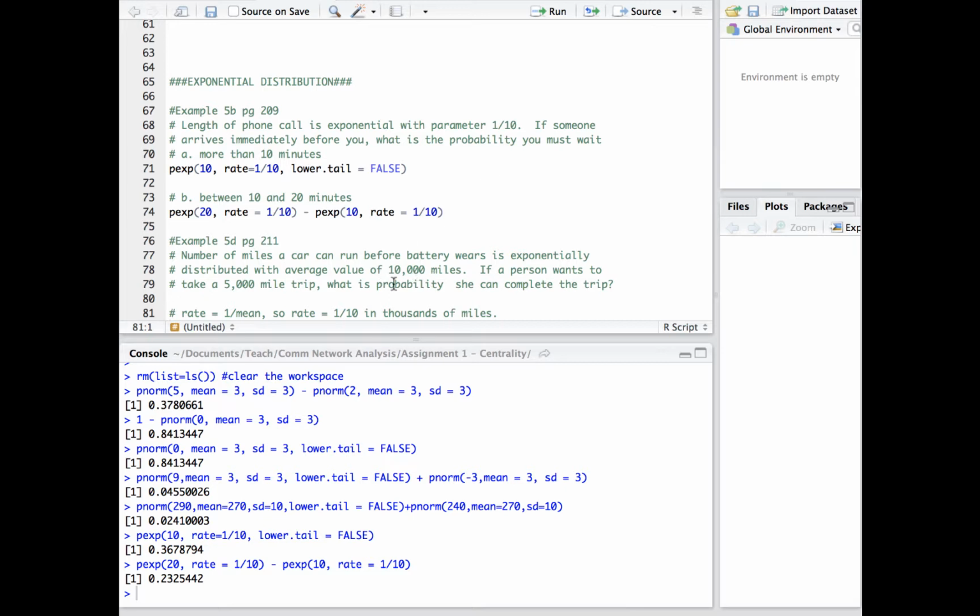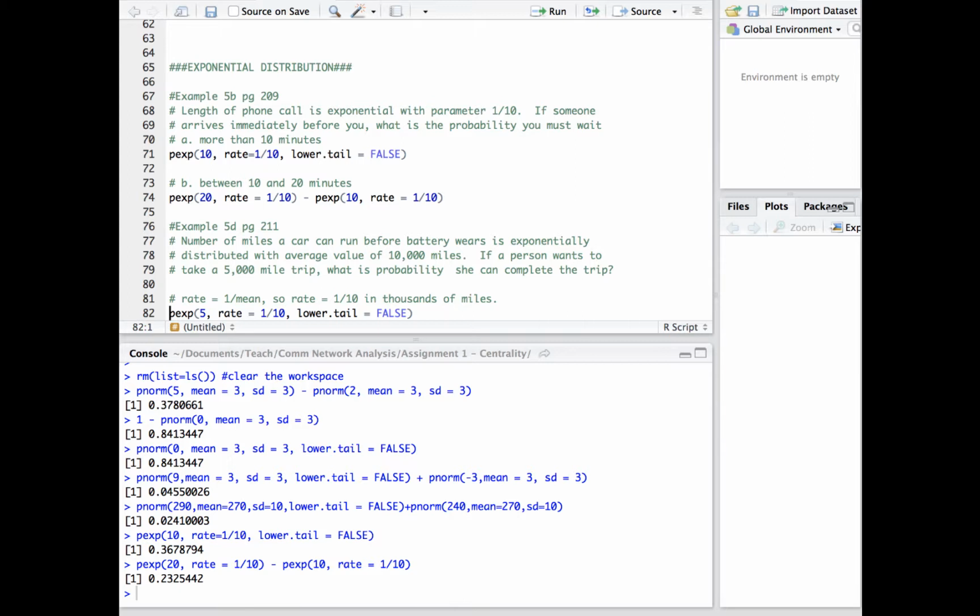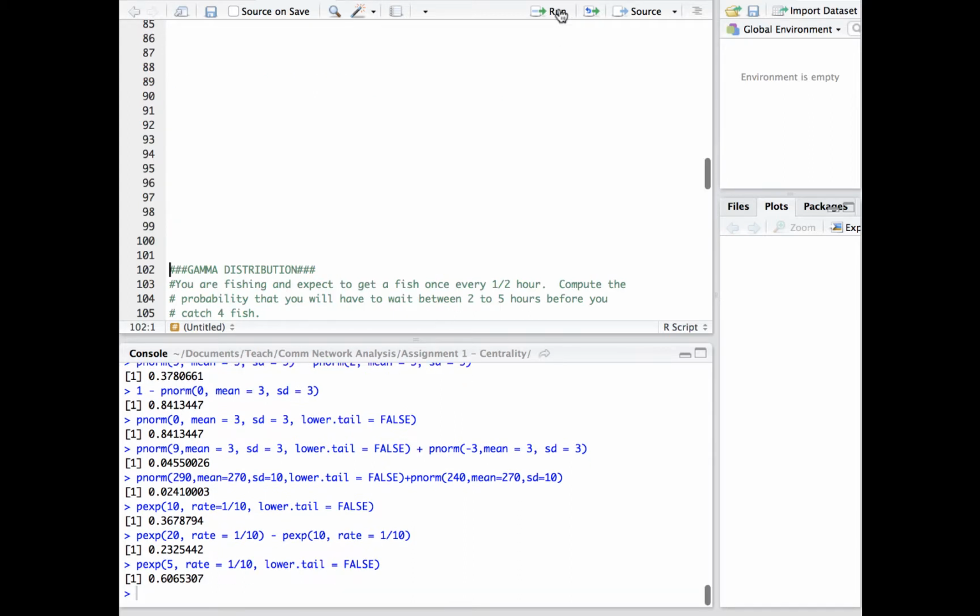So instead of dealing with these really large numbers, I'm just going to do my problem in thousands of miles. So the rate parameter is 1 over 10,000 miles, right? So 1 over 10 is the rate parameter. Then the probability I'm going to look for is the probability that I am greater than 5, using this lower tail. So what's the probability I'm going to be greater than 5,000 miles using this rate parameter? That is the probability that the battery is not going to wear out before 5,000 miles. And when you look at that 0.606, you can match that up with the result in your book.